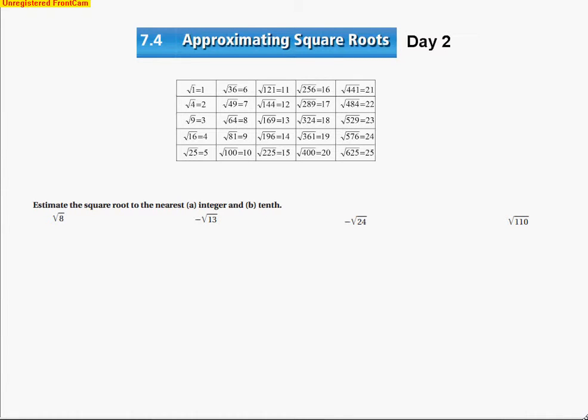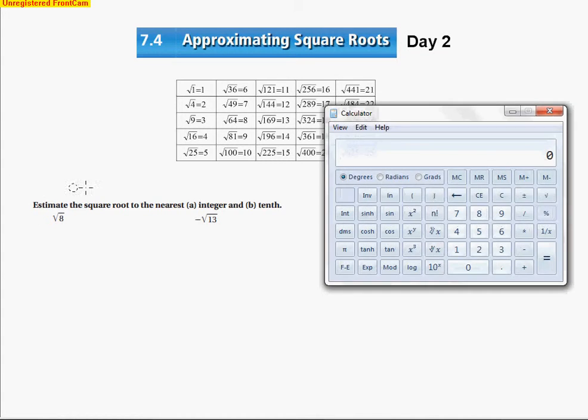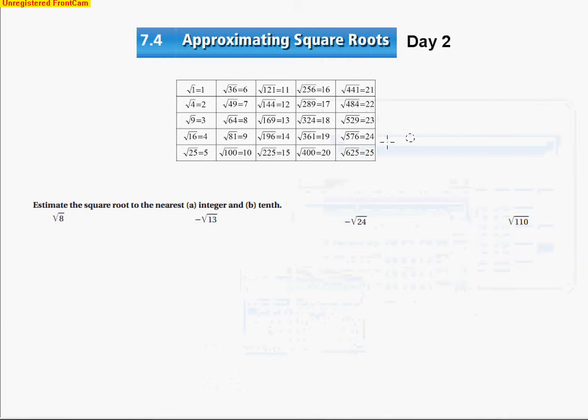This is the tutorial for Chapter 7, Section 4, titled Approximating Square Roots. And today we're actually going to do what the title says. We are going to approximate square roots. We're going to estimate those square roots to the nearest integer, and then we're also going to estimate them to the 10th place. And when we go ahead and do it, we're going to end up using this calculator to justify our answer in just a moment.